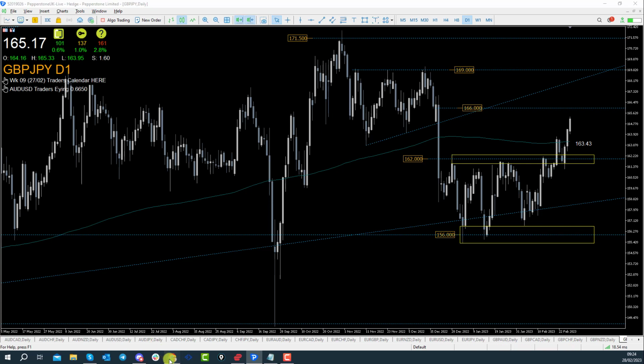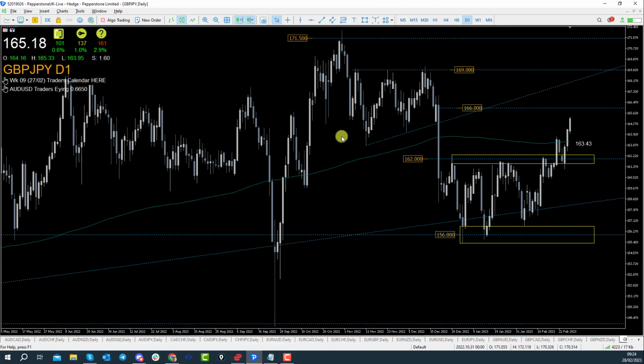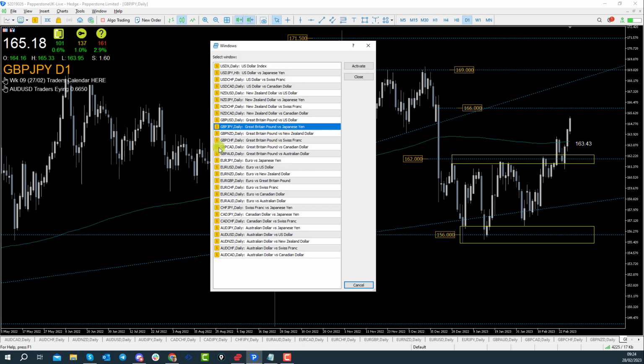The other chart of interest is pound Aussie. Pound obviously top in the S1 day traders here, second strongest on our trend traders. Aussie has been top of both tables for a while. It has dropped slightly on the trend traders, but still remains top on our day traders. So pound Aussie has taken off into the resistance level that we've looked at.